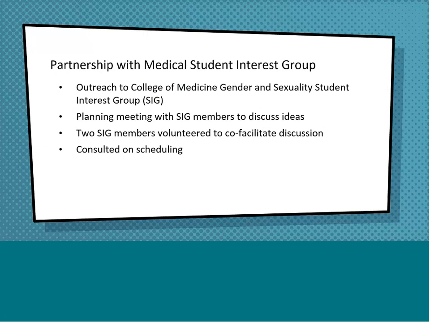One thing that we did was we reached out to partner with a medical student group since they were one of our key audiences for this book club, probably our key audience. Our College of Medicine has a number of student interest groups on different topics, and they have a student interest group on gender and sexuality. So it seemed like a natural fit to partner with them. So I reached out to them, just emailed their leaders and said, I'm thinking of doing this book club on this topic, and what do you think? And I got an enthusiastic response from them.